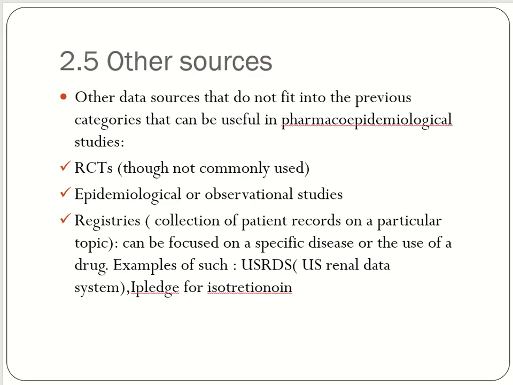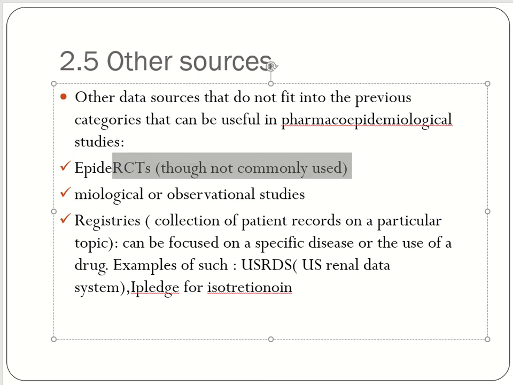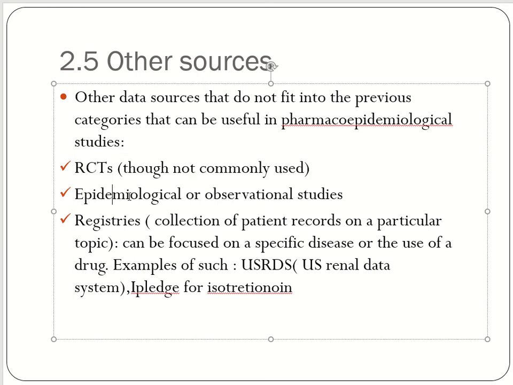And then other data sources that do not fit into the previous categories, for example RCTs. You might tell me that an RCT is a primary database. You would be right if the data of the RCT is used for the primary research question. However, if somebody comes later on and says, well, you collected this data, let me use it to answer a different research question, then that would become a secondary database.